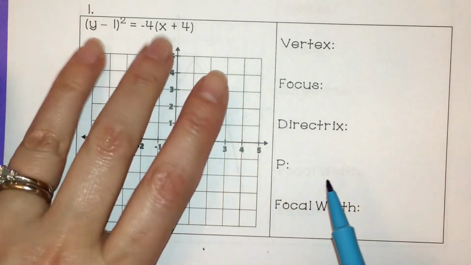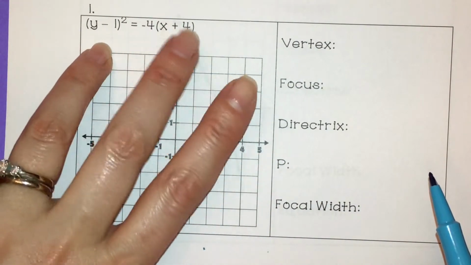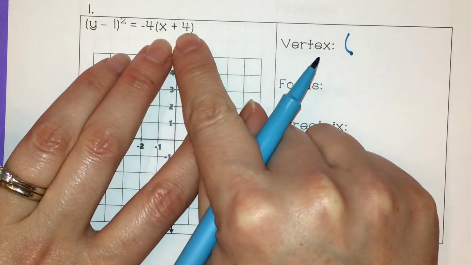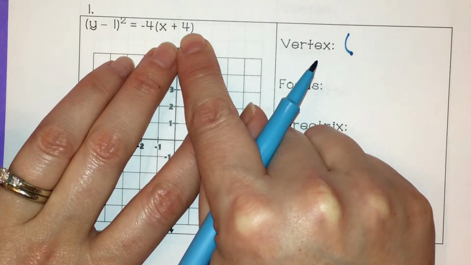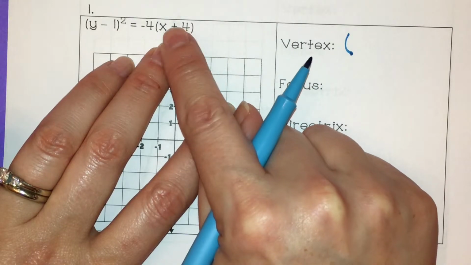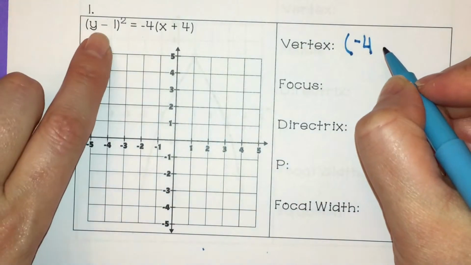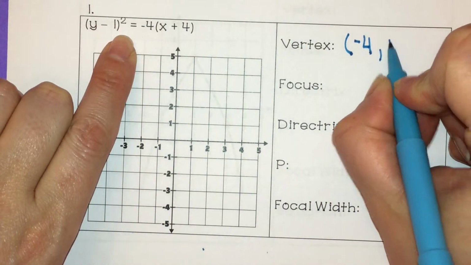All right, so this one's backwards from the one that we did before where y is in front. So that means our vertex, the x value of our vertex, well, it's x minus the x value of the vertex. Since it's plus 4, I know the x coordinate is negative 4. Y coordinate, y minus the y coordinate, so the y coordinate is positive 1.